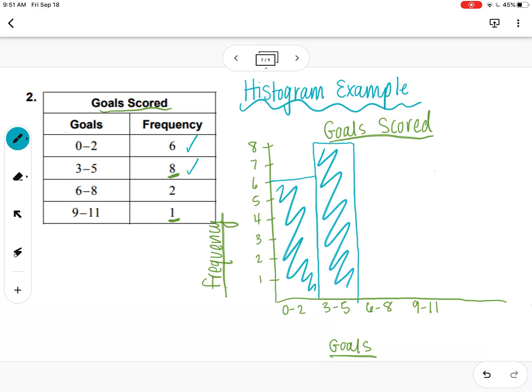Something you should know about histograms is the bars are always touching. That's why the bars are touching, because we're going straight from one interval to the other. So from 6 to 8, we have 2. So I'm going to find 2 on the side, create that bar. And the very last one, from 9 to 11, that occurs once, so I'm going to find 1. And voila! There you go. That is how you create a histogram. Go ahead and try an example for yourself now.